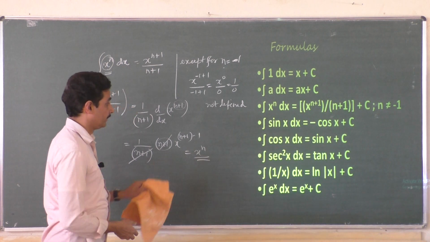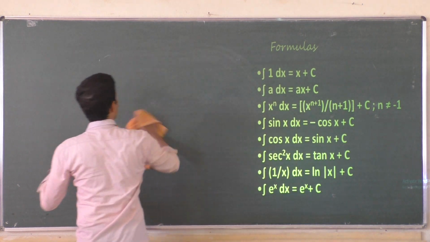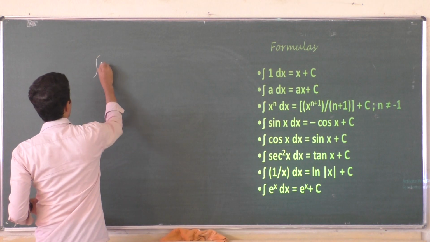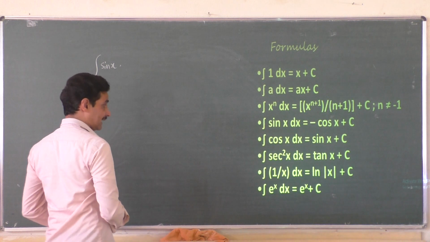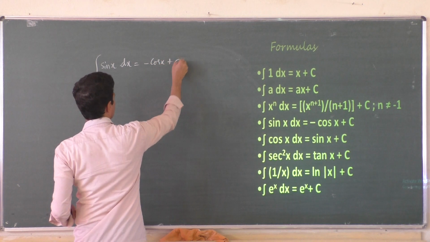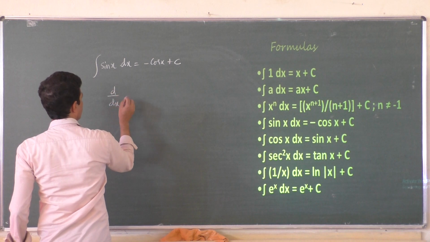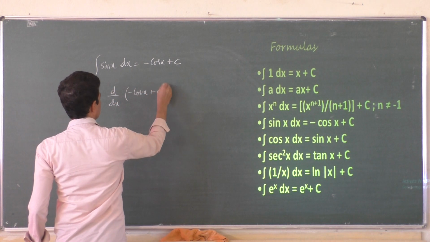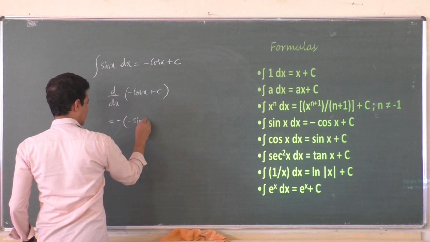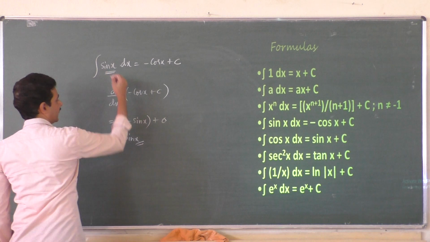Okay? Sin x, what is the integration of sin x? It is minus cos x, because differentiation of cos x is minus sin x, right? Integration of sin x dx with respect to x is equal to minus cos x plus c. What about the differentiation of this? d by dx of minus cos x plus c is equal to minus, differentiation of cos x is minus sin x, plus differentiation of constant is 0. This is sin x. See, you will get back this.